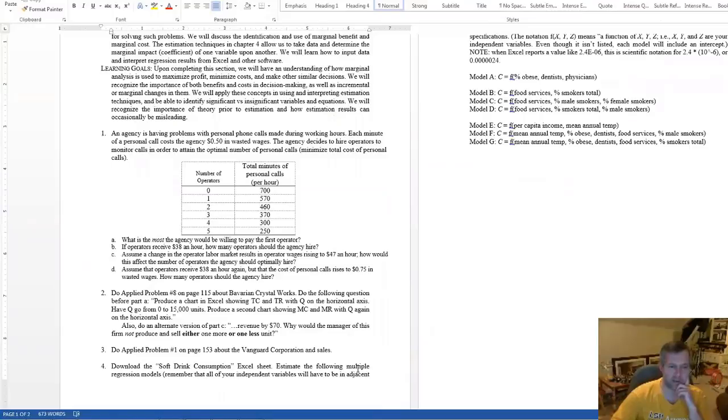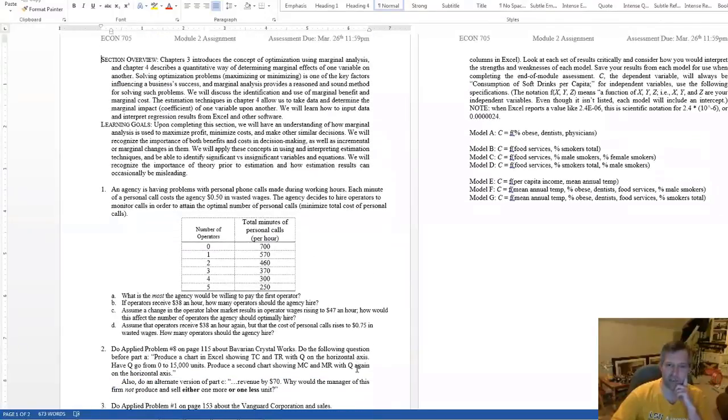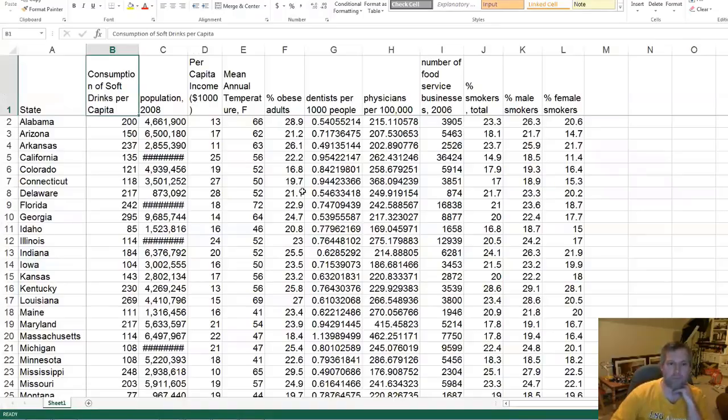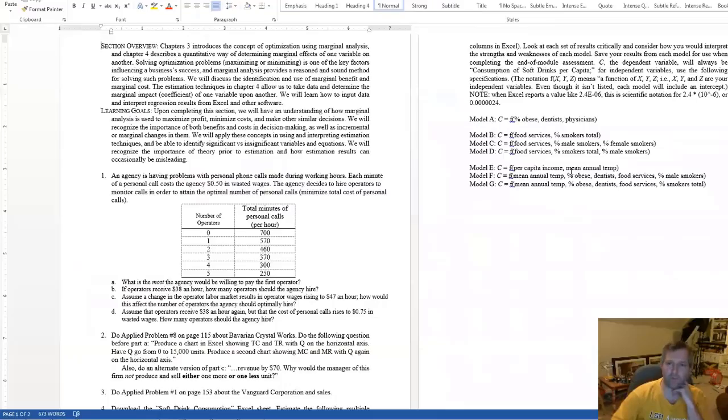And again, in Excel, you have to make sure that all of your independent variables are right next to each other. So for model A, I'm trying to figure out how much soft drink consumption is affected by the percentage of obese adults, number of dentists, and number of physicians. Luckily, they're all right next to each other in these columns. Consumption is my dependent variable, and my independent variables will be the percentage of obese adults, number of dentists, and number of physicians. So you go through and run a regression on that, and look at the results.